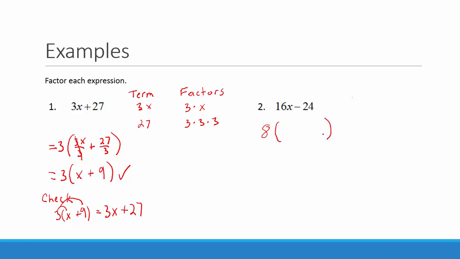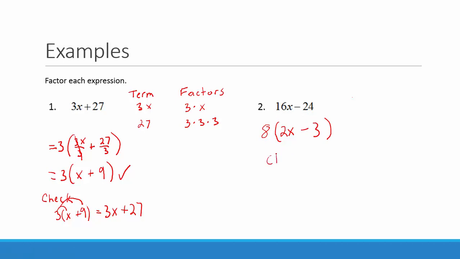Then write parentheses. Then ask yourself, what should we write here that when we multiply it by 8, we get 16x? 8 times 2 is equal to 16, and then we need to get 16x, so we need to multiply by x as well. Then we need to ask ourselves, what should we write here so that when we multiply it by 8, we get negative 24? Well, negative 3. So 8 times negative 3 gives me negative 24.